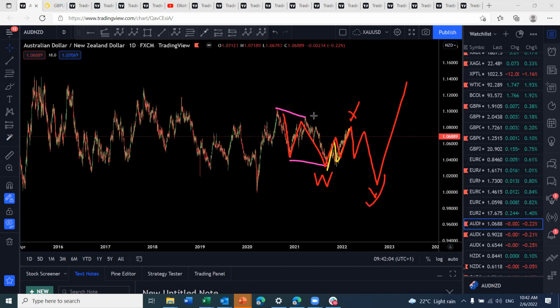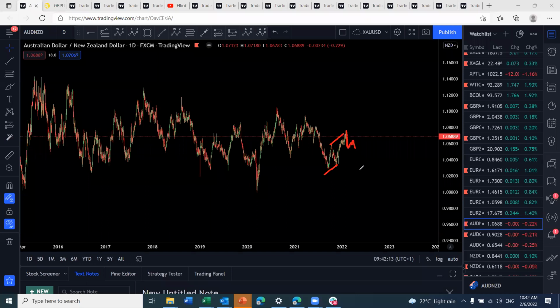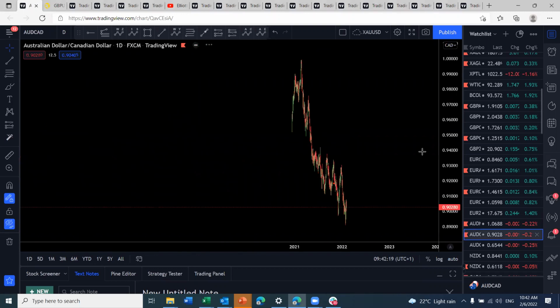So let's see how that's going to play out for now. There is a very likely chance that this starts giving us this structure here. We get confirmation for downside, and it's going to give us another 3 waves to the downside. Let's keep an eye on that one. That is New Zealand. We've been bearish on that one since December last year.